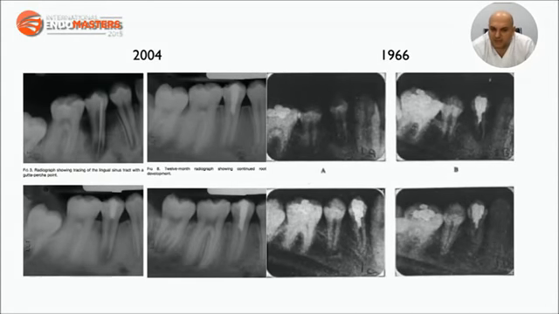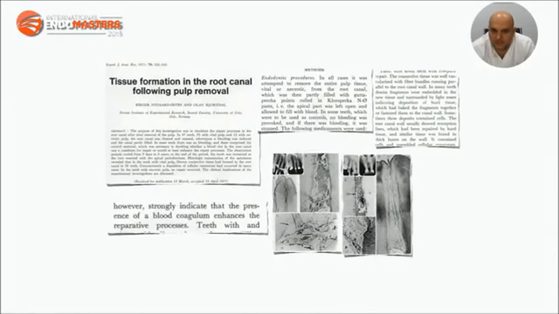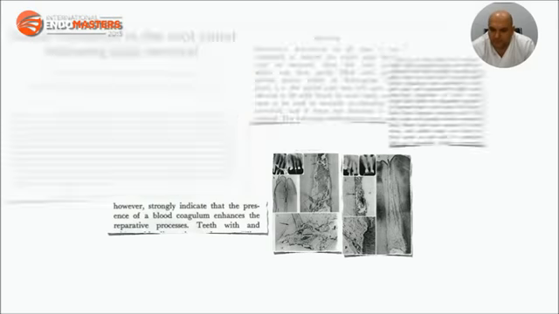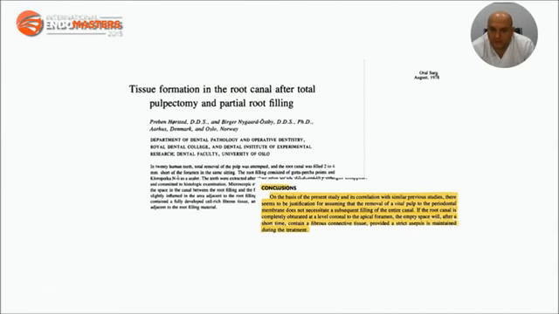And these are comparative radiographic images of both cases: Banchs and Trope in 2004 and Rule and Winter in 1966. And this wasn't the only report in the literature that vital tissue can grow inside an empty root canal space. In 1971, Nyborg and Halvor Hordal, tissue formation in the root canal following pulp removal. Tissue formation in the root canal after total pulpectomy and partial root filling, Horsted and Nygaard-Østby, 1978.